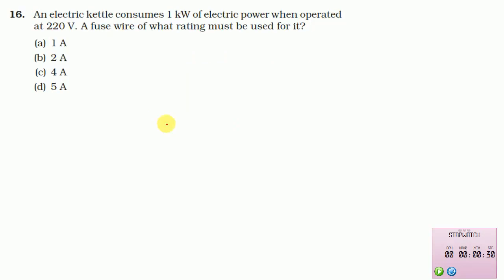Okay, next. An electric kettle consumes 1 kilowatt of electric power when operated at 220 volt. Now what fuse wire of what rating must be used? Right? Okay. Timer started.